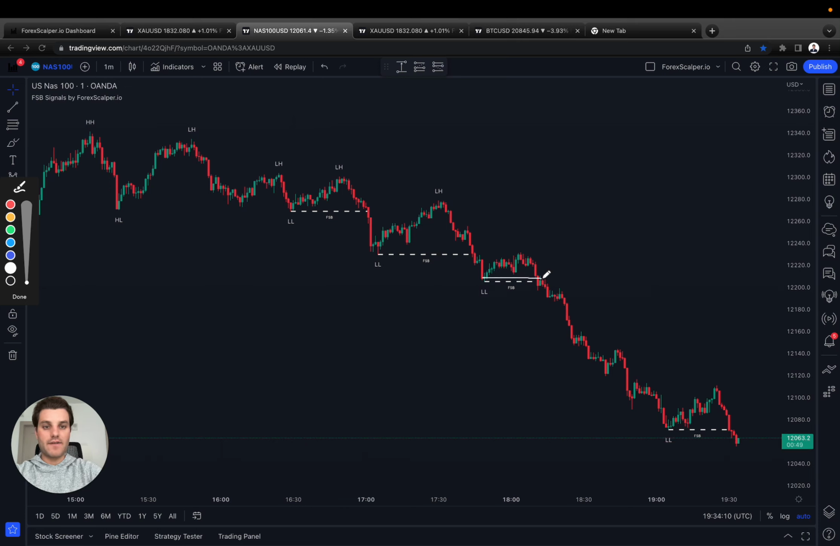We had another FSB breakout right here. Previous structure point was a lower high. So you take the damn trade. Again, right here, same thing. We're breaking out right here. What's the previous structure point? It's all the way here, but it's still a lower high. Take the damn trade.